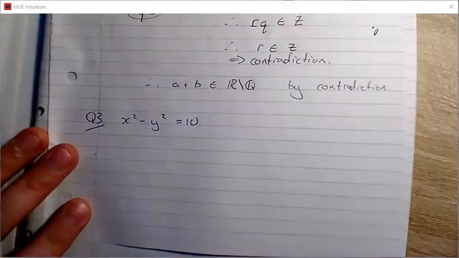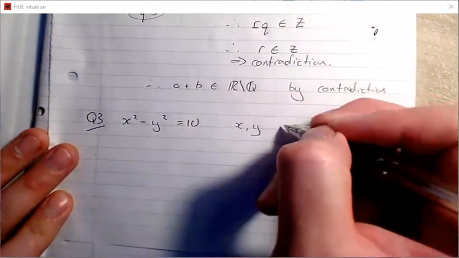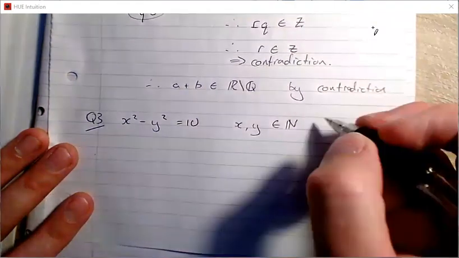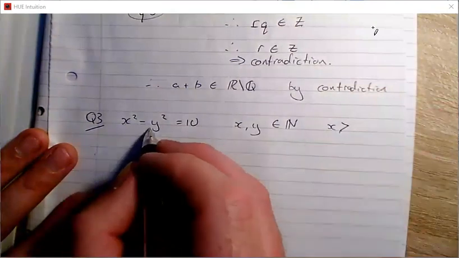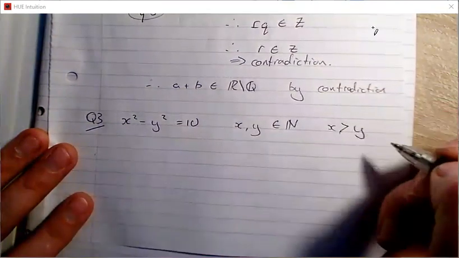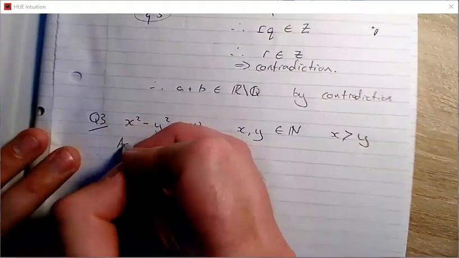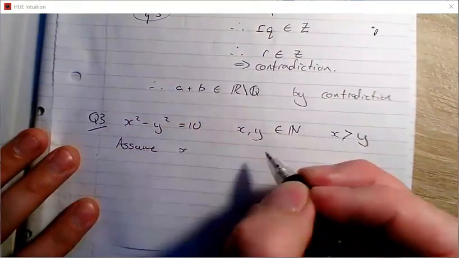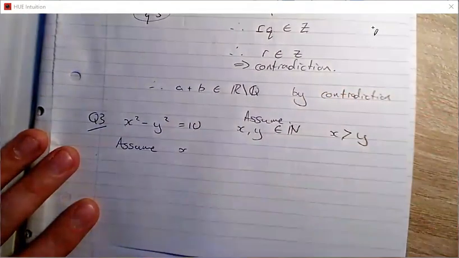Okay, question 3 asks us to prove by contradiction that there are no positive integer solutions to x squared minus y squared equals 10. Okay, so here x and y are integers, positive integers, which makes them natural numbers. And you need one to be bigger than the other. I'm going to assume, well, x has to be bigger, doesn't it? If you're taking y squared away to get 10 there. Otherwise, you get a negative answer. So x is greater than y, and we're going to assume that x and y are both integers.